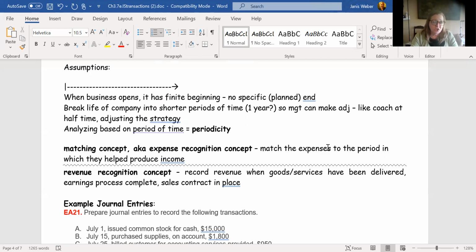And then the revenue recognition concept assumes that the revenue is going to be recognized in the period that the goods were provided to the customer or the service was provided to the customer. So whenever the product or service was delivered, then the process is complete. As long as there's a sales contract in place, the process is complete, and the goods are delivered, then it's time to recognize revenue, basically. That's just a generalization, but that's what the revenue recognition concept is all about.